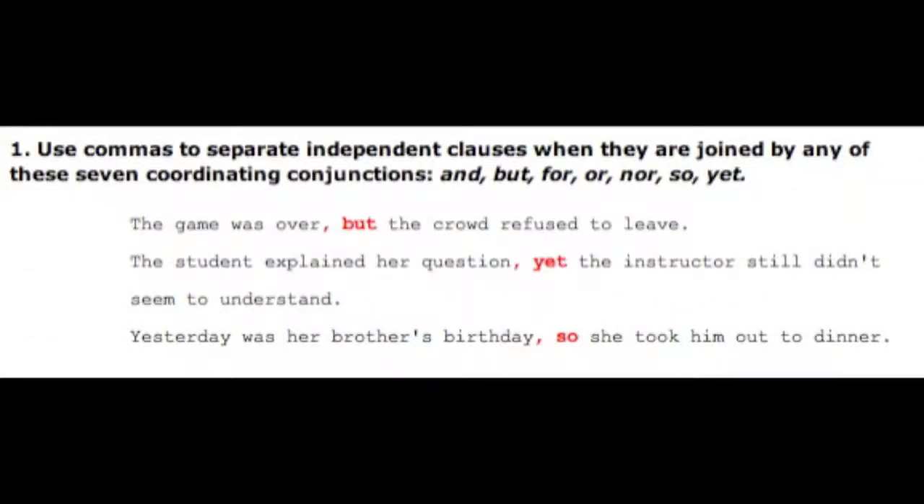The first rule of using commas is combining it with a coordinating conjunction. You combine two independent clauses together by using a comma and then any of the coordinating conjunctions listed above. These are also called fanboys, as most people know them.